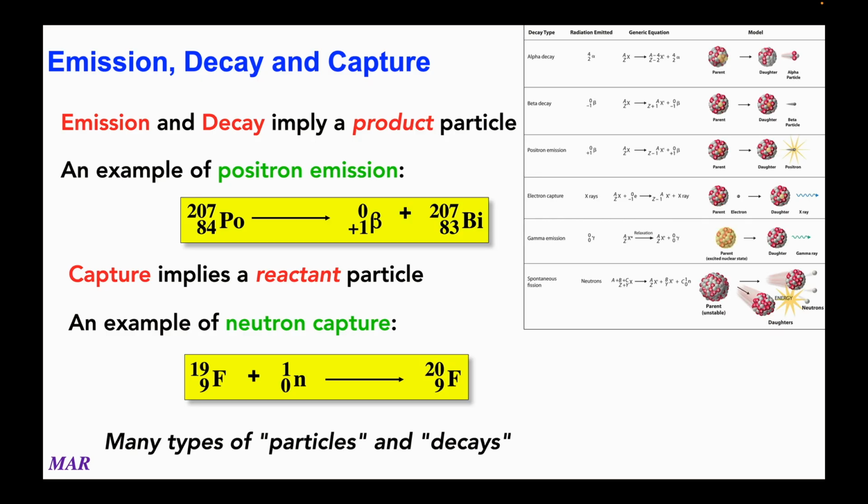There are lots of types of particles and lots of types of decays. This just shows some random ones: alpha decay, beta decay, positron emission, electron capture, gamma emission, spontaneous fission. Focus on the first parts. Decays and emissions, again, are going to have a product, while capture will be a reactant. Gamma emission just means a gamma is being emitted, all right? And spontaneous fission is a little more complicated than what we need, but it basically is one piece breaking down into lots of smaller pieces. The ones we can predict anyway will be the decay and the emission ones. Don't worry about the spontaneous fission. That would be pretty crazy.